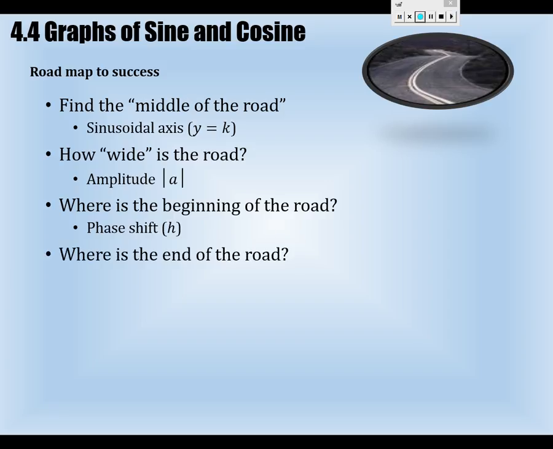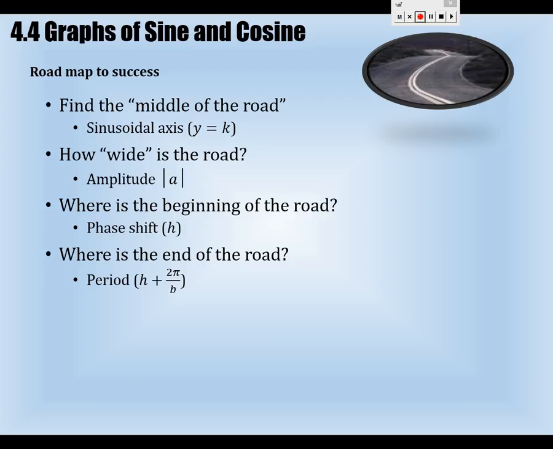How do I find the end of the road? And by end of the road here, just to be clear, I mean one period later. What do we mean here? So how do I find the end of the road? What's the period? 2 pi over b, and we need to add that to our h. So that'll give us where our beginning of the road will be, at x equals h, and the end of our road will be at x equals h plus 2 pi over b, whatever that is. So that kind of gives us real clear boundaries.